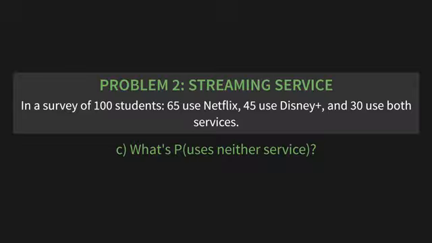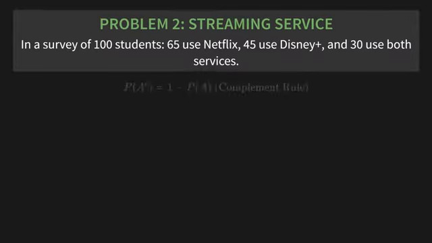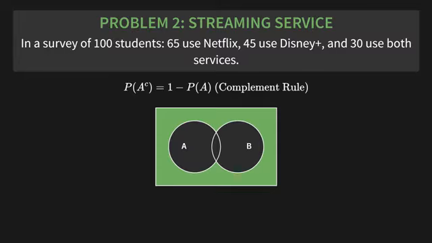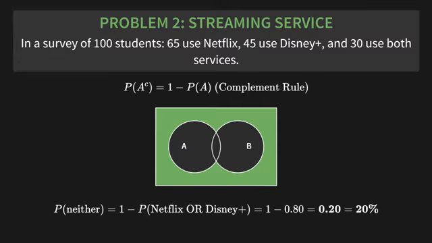What's P of uses neither service? Here's a clever trick. Use the complement. If 80% use at least one service, that leaves 20% using neither service. What's cool about Venn diagrams is they make everything visual. You can literally see the overlaps, which prevents those sneaky double counting errors. Trust me, drawing these will save you from so many mistakes.